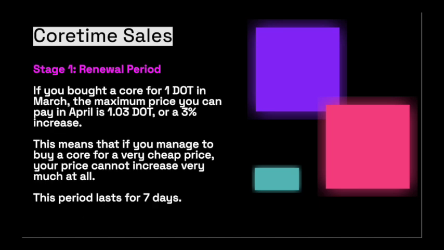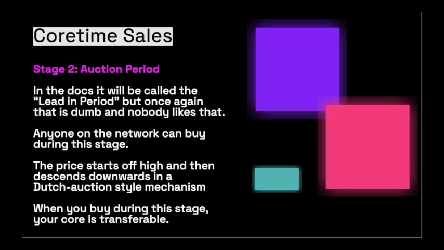So if you bought a core for $1 in March, and assigned it properly and stuff, right? Then the maximum price you can pay in April currently is 1.03, or a 3% increase. I believe it's something called the renewal bump. This means if you buy a core for a very cheap price, it's going to stay cheap for quite a while. And this period lasts for 7 days.